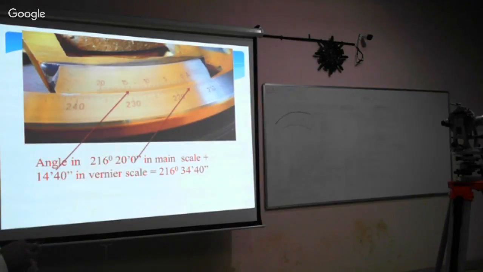Now therefore, if you come to the vernier, see, it is coinciding at 14 minutes 40 seconds, 5, 10, then 14 somewhere here. See, you can see the arrow here. You are concentrating on this.